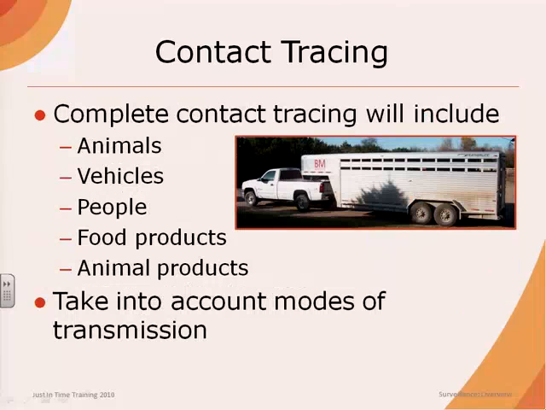Complete contact tracing will involve assessment of anything that could potentially spread the pathogen. This not only includes the infected or susceptible animals, but also any vehicles used to transport or that have had contact with the animals or premises. The movement of people on and off the farm must be accounted for, as should any transport or distribution of food or animal products.